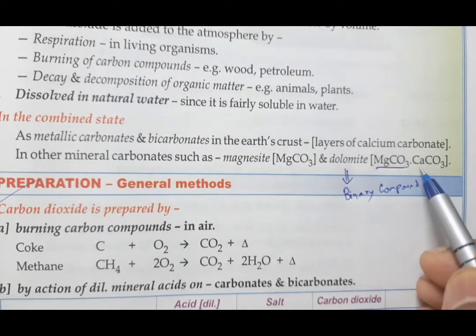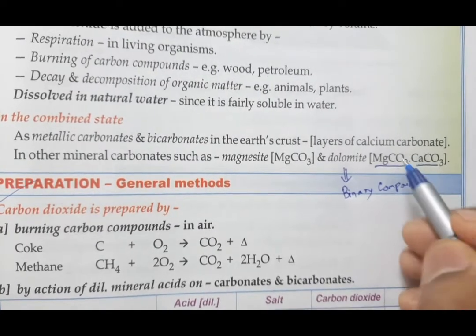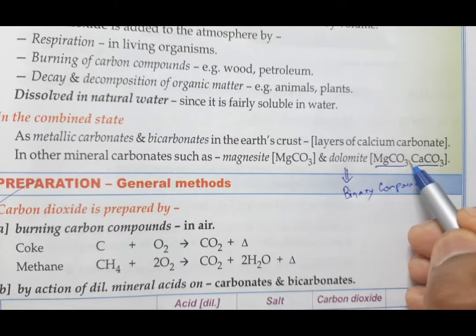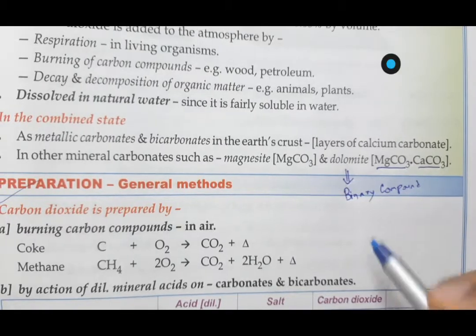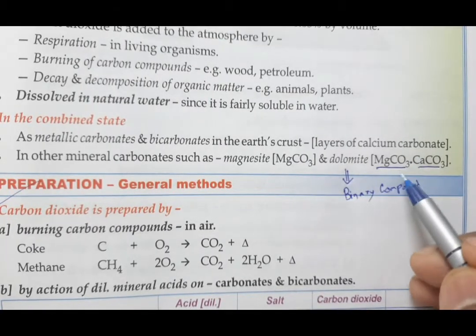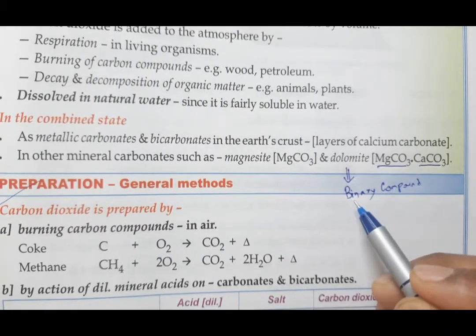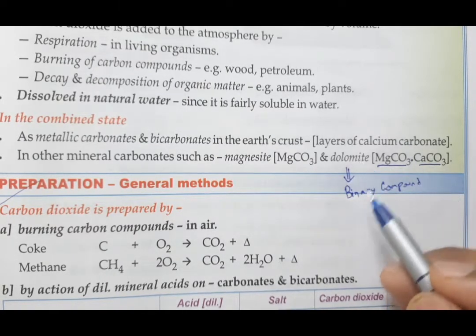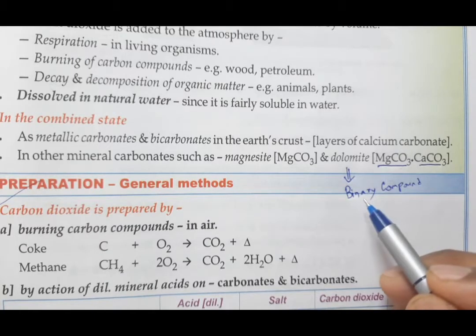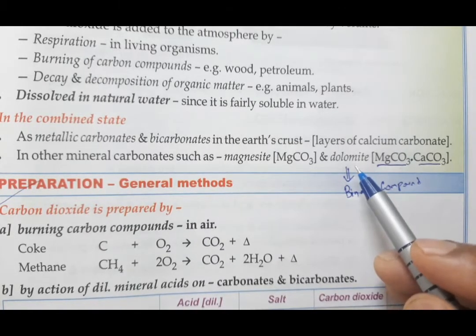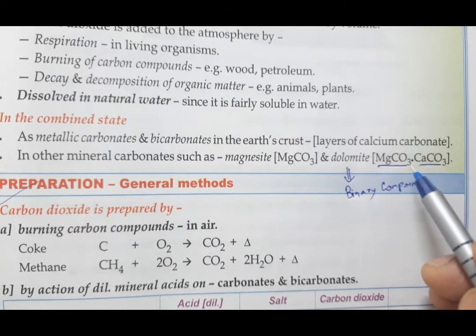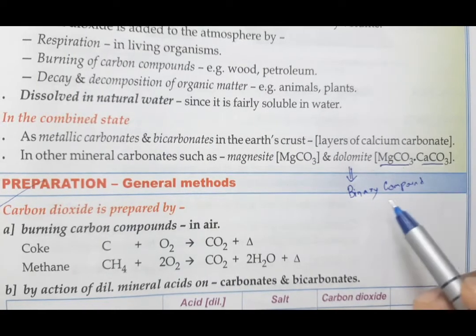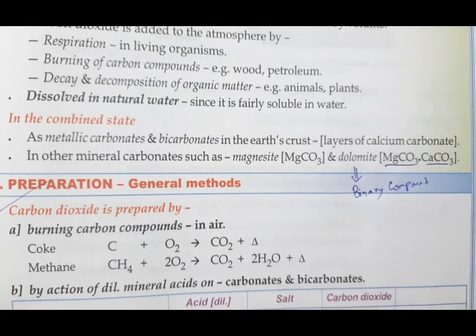One is magnesium carbonate, the other is calcium carbonate, and they are linked together by a loose bond, which is represented by the dot symbol here. When two compounds are present together inside one compound, such a compound is called a binary compound. One example of a binary compound is dolomite. Do remember the formula is MgCO3.CaCO3, and it is a binary compound because there are two compounds inside one.